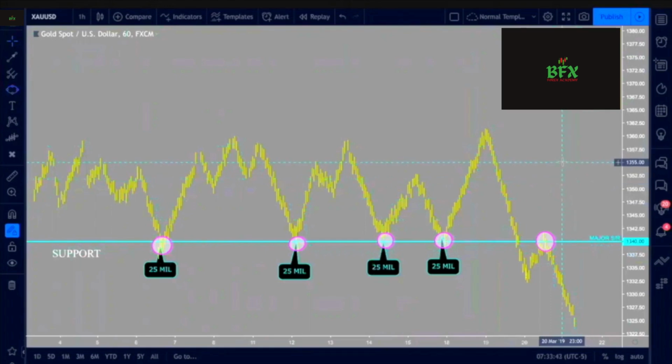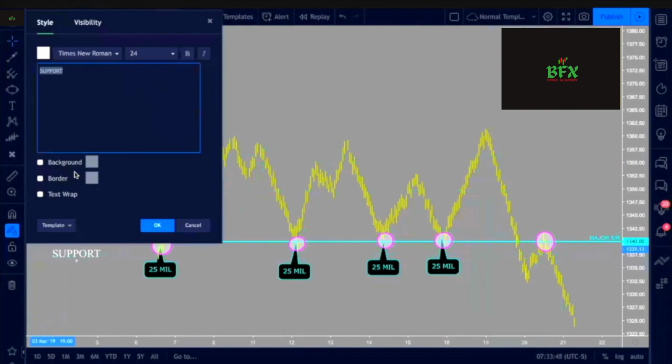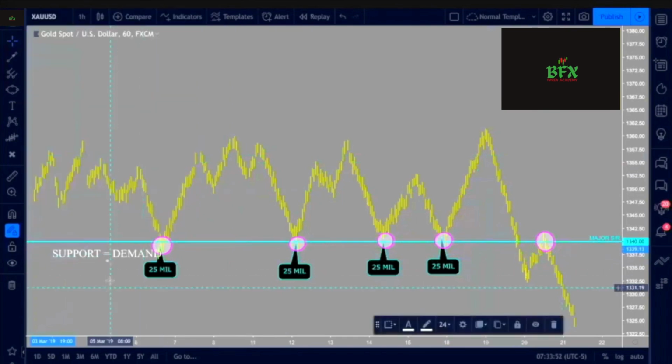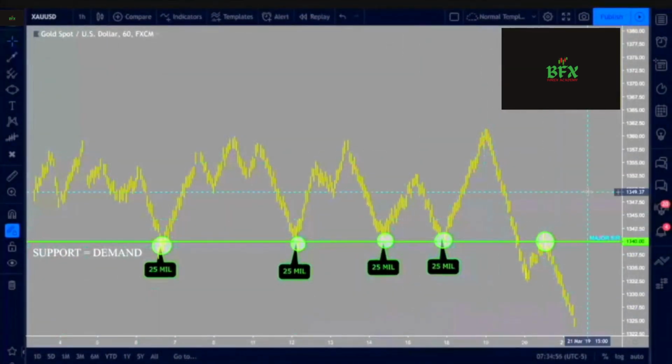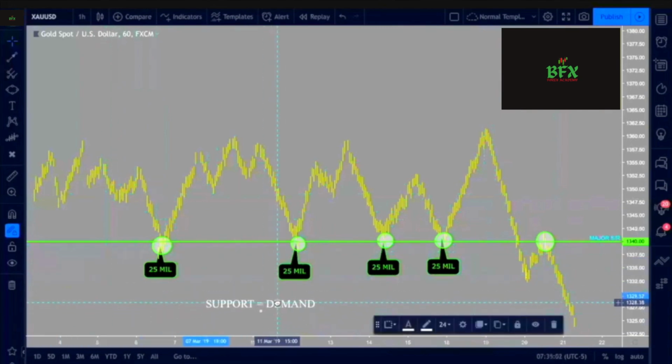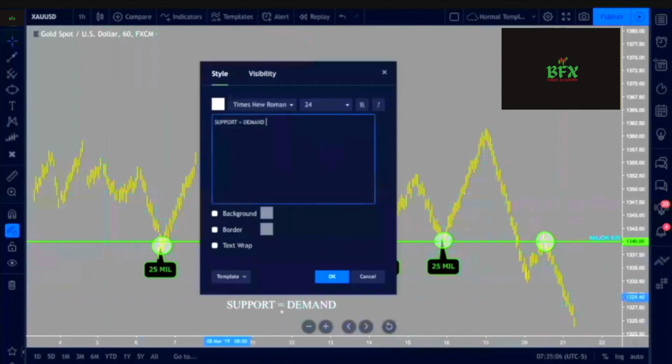So what I'm going to do is change our word support to demand. Let's move this right over here, and then I'm going to change all of this to green. All right, now why did I change all of this to green? The reason is that I'm going to move this down here now. Support is equal to demand, which is equal to buyers.